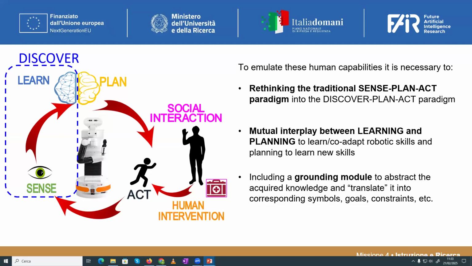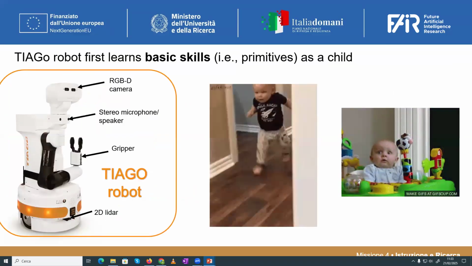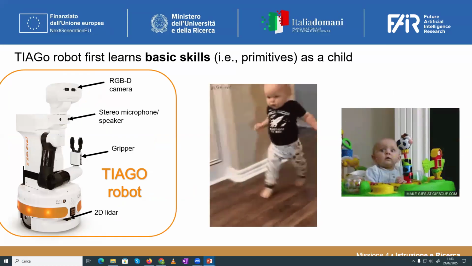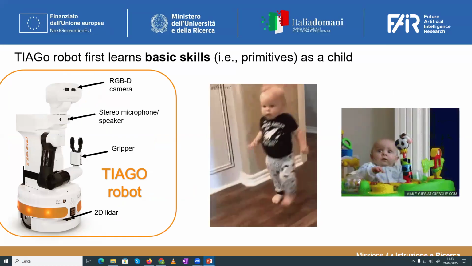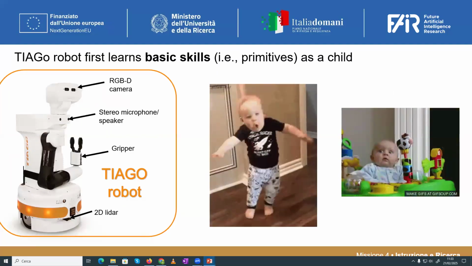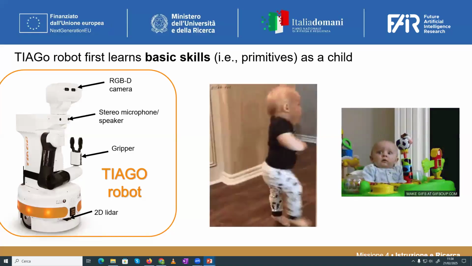Our idea is to integrate learning and symbolic reasoning, that is planning. What we do is learn new skills and abstract these new skills into a symbolic format. Basically we do a simulation. For now, we do research with a Tiago robot in a simulation environment, where Tiago, first of all, has to learn some basic skills.